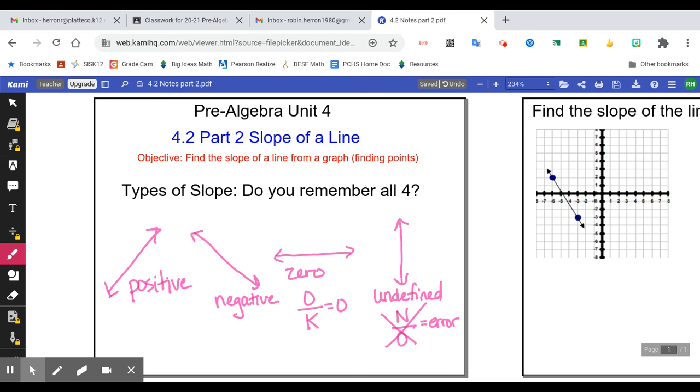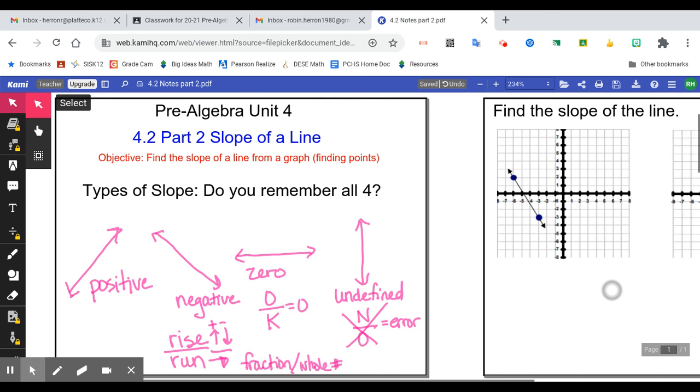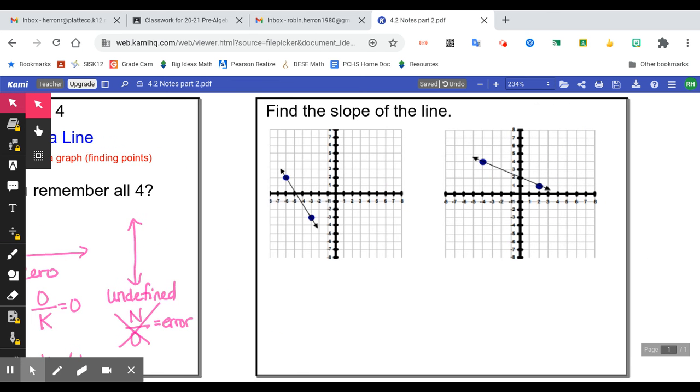So remembering those 4 and how slope is rise over run, right? We're going to go up or down for our positive or negative, or we're always going to go to the right for our run, okay? In addition to that, remember it always has to be a fraction or a whole number, okay? And we have to simplify because it's a fraction. All right, so let's review with these two to remind ourselves where we left off last time.